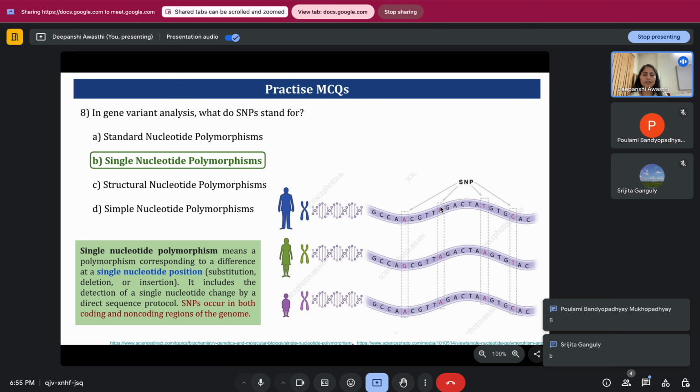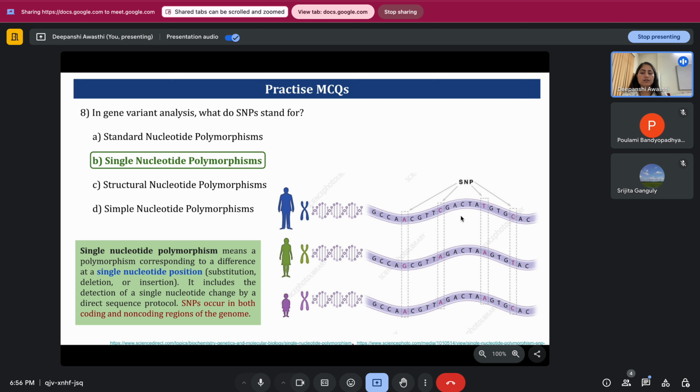And we already know that these could be changes at a single nucleotide position. Whenever a single nucleotide position changes, that is known as single nucleotide polymorphism, and it can occur both in the coding as well as non-coding region of the genome, and there could be substitutions, deletions, or insertions. In this scenario, C is replaced with A, and in this one A is present. So we can either say C is substituted with A, or that in two organisms A is present, so maybe A is substituted with C in this individual.